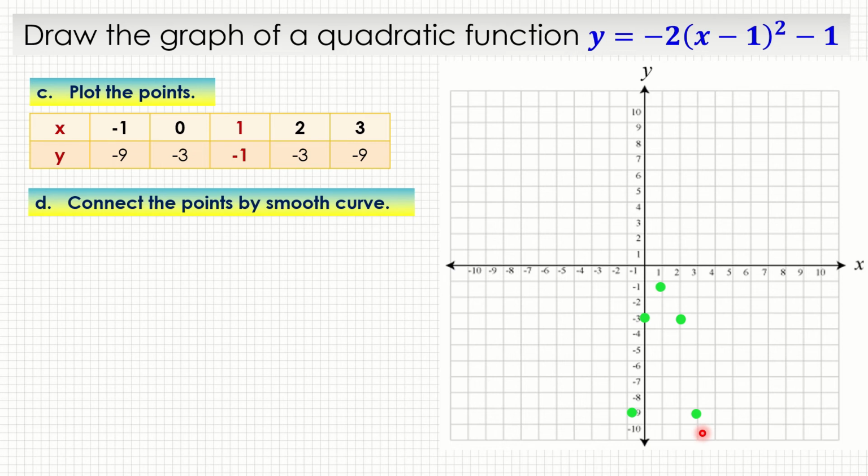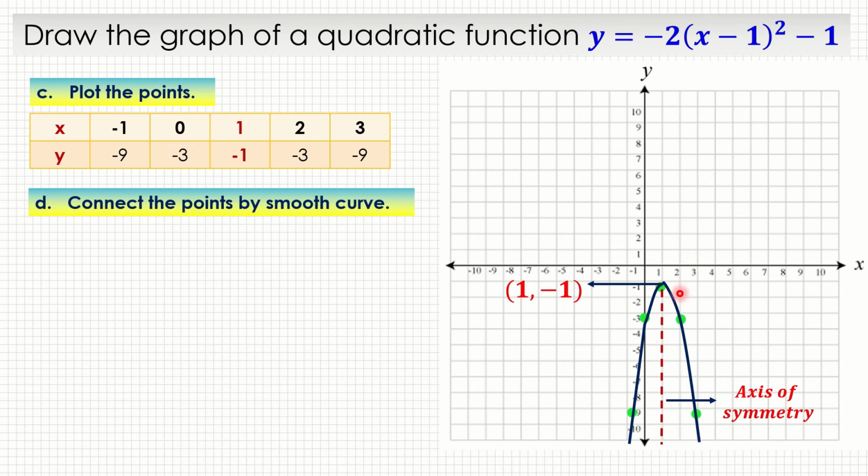For our fourth step, let us connect the points by a smooth curve. So we have that graph. This is the graph of y is equal to negative 2 times the square of x minus 1 minus 4, in which the vertex is at point 1, negative 1, where the axis of symmetry is at point.